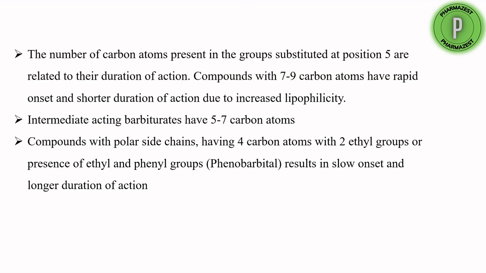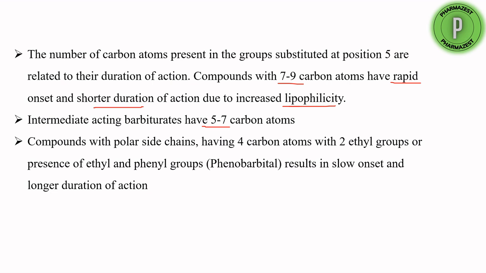And next, the number of carbon atoms that are present at substitution 5 are related to their duration of action. So as I previously mentioned, if you increase the carbon chain length from 7 to 9, they have rapid onset and shorter duration. So again, this is also because of increased lipophilicity. Because if you are increasing the number of carbon lengths, the lipophilicity increases. So they get rapidly distributed into the CNS, and again they are easily hydrolyzed also. And next, if you replace with 5 to 7 carbon atoms, you get intermediate acting barbiturates.